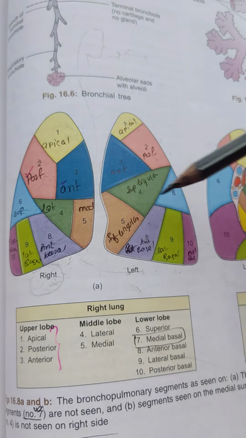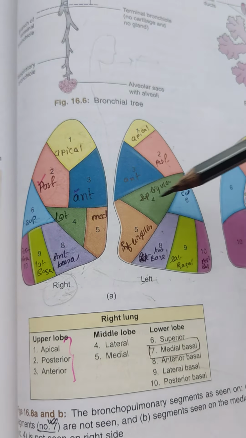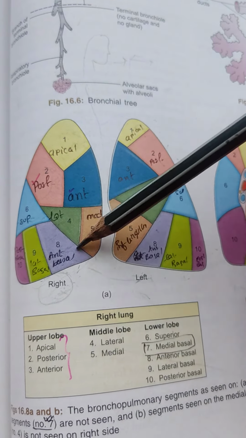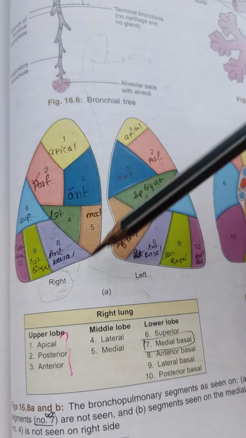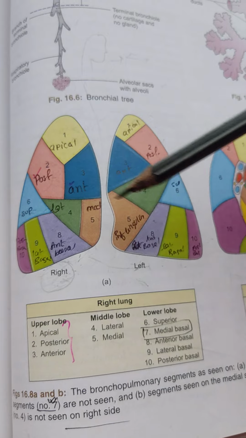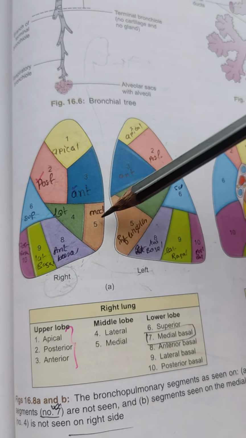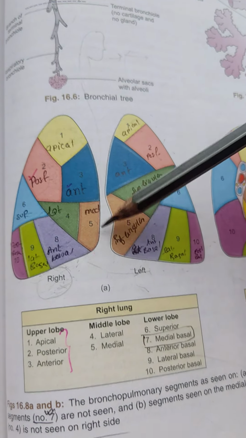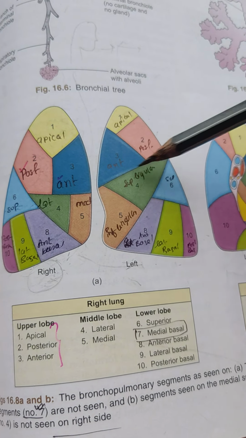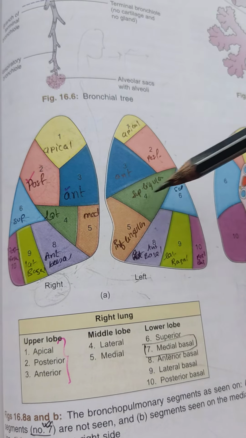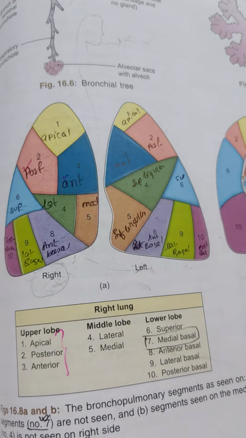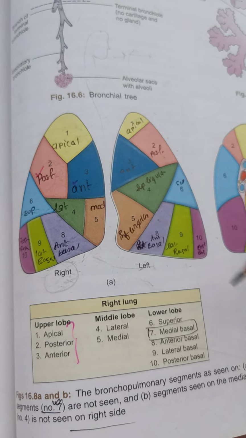Then 6, the superior, obviously like the first position. Then from 7th I am coming this way: 7th, 8th, 9th, 10th. 7th is the medial, then anterior, then lateral, then again posterior. And the remaining middle lobe has the 4th and 5th positions. 4th is always the lateral. This is a thumb rule. 4th is the lateral, and the medial or inferior is the 5th. This is how we can remember the bronchopulmonary segments easily.